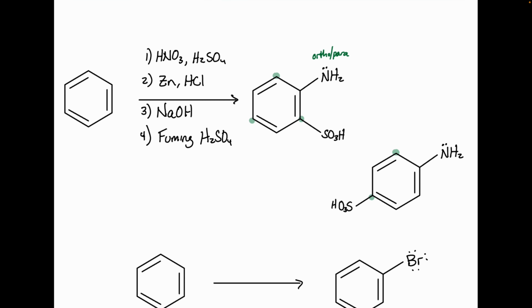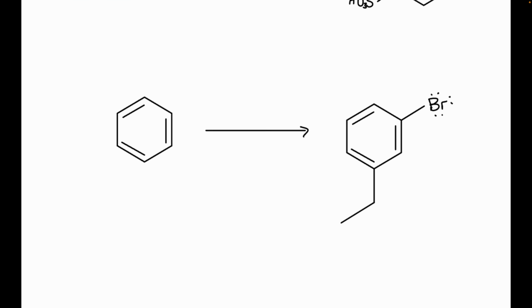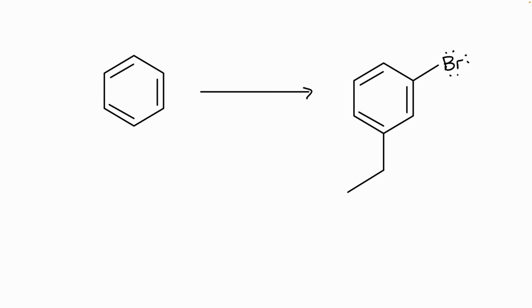All right, so now for this one here, this is a tricky one. Because you're going to say, I know how to add this thing to the ring using my bromination reaction, and I know how to add this thing to the ring using my Friedel-Crafts alkylation reaction. The problem is that a bromo group is an ortho-para director, and an alkyl group is an ortho-para director. And yet in this product here, they are sitting meta to one another.